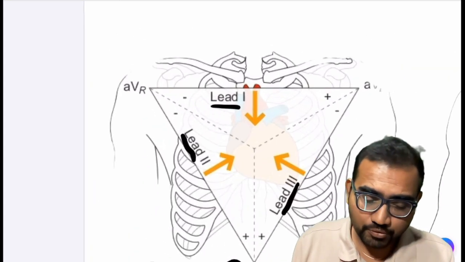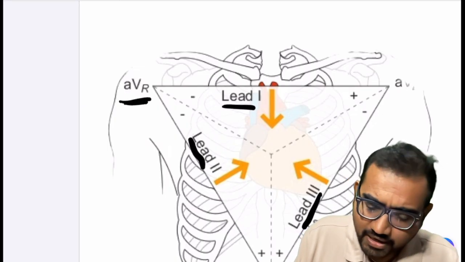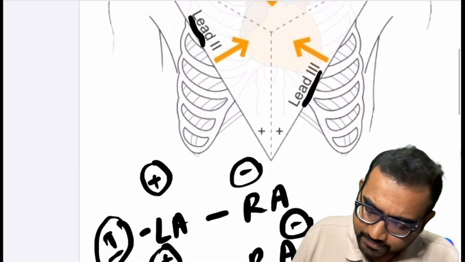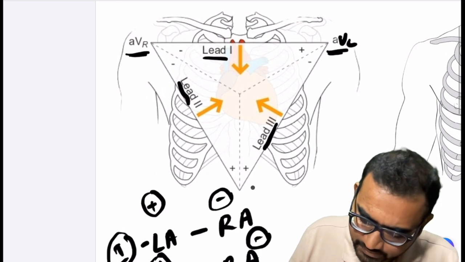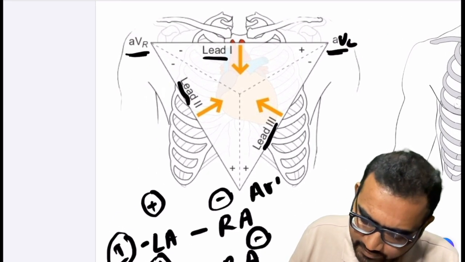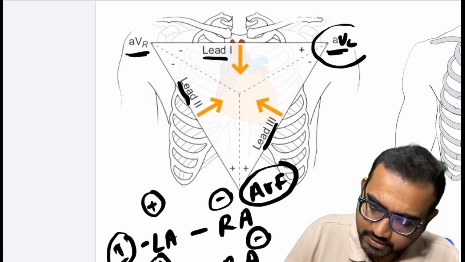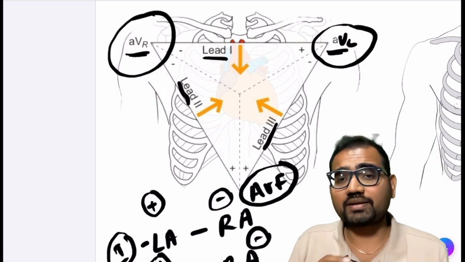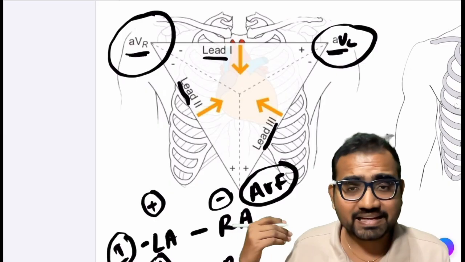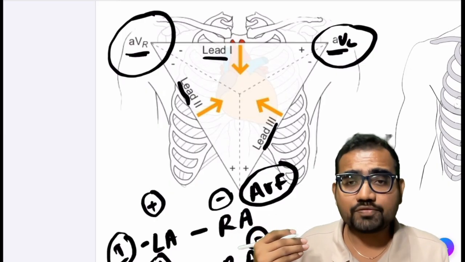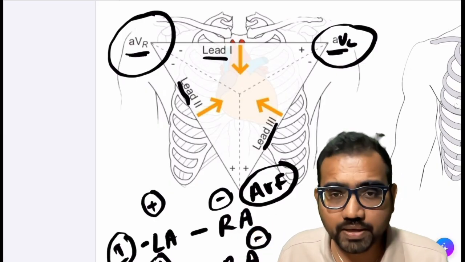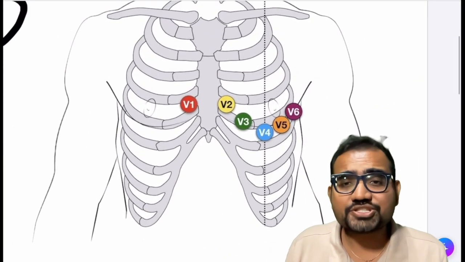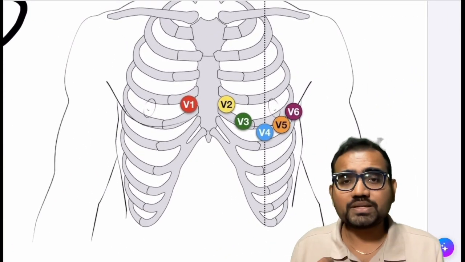Another important one is AVR, AVL and AVF. AVR is the right side, AVL is connecting to the left, and AVF is foot. Very simple. Now these are the chest electrodes. They are kept over the chest.